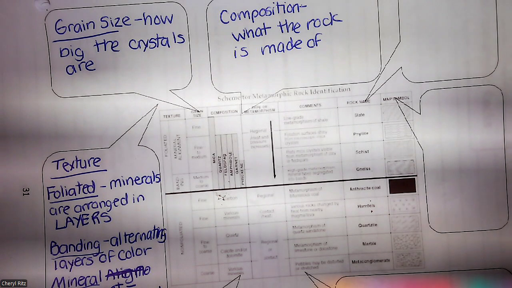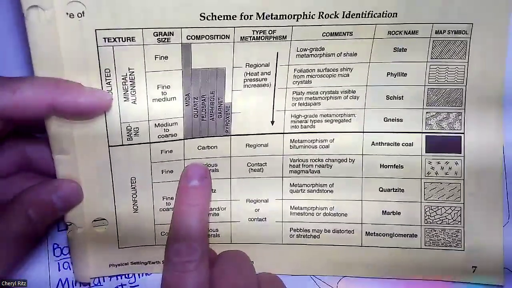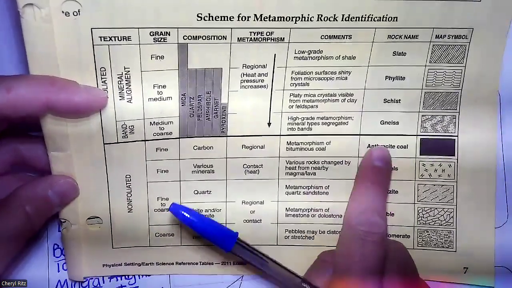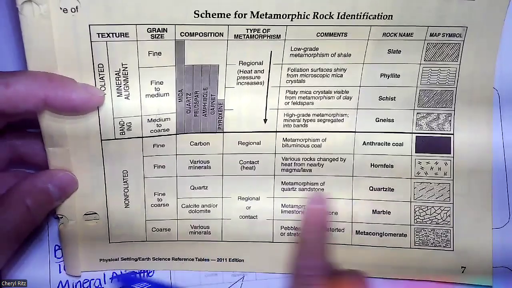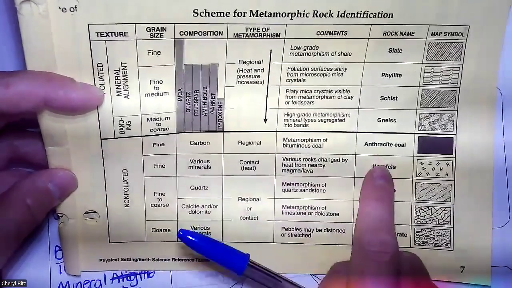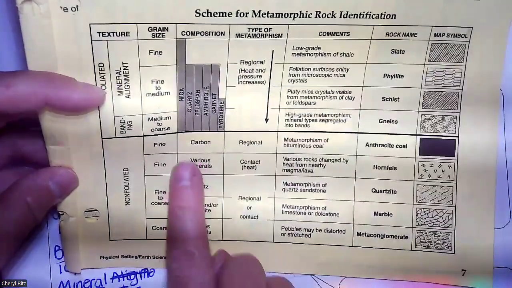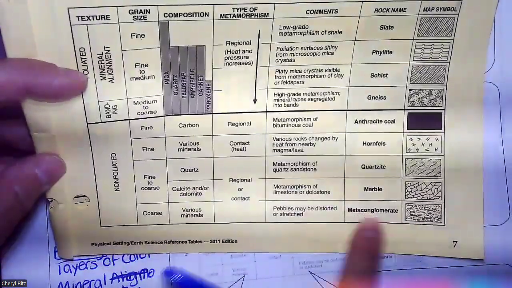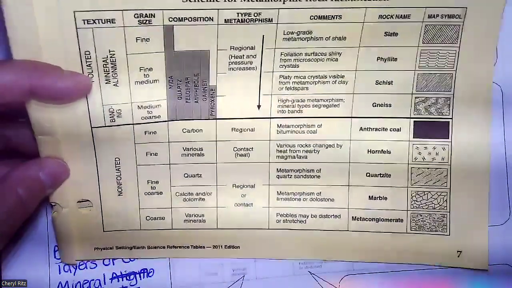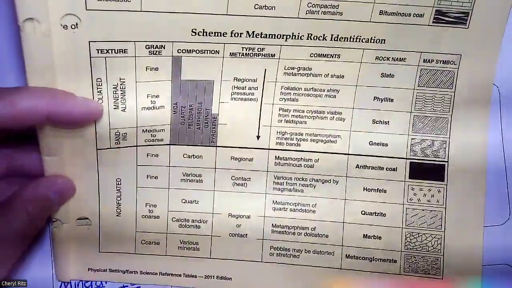And taking a look at the reference table, the non-foliated rocks are super easy to read. No guessing, no thinking required. So anthracite coal, we go over to the composition, it's made out of carbon. Quartzite, go over to composition, it's made out of quartz. I skipped Hornfels, but it's made out of various minerals, so that one's a little weird. Marble is made out of calcite or dolomite, and metaconglomerate is made of various minerals. The top's a little weird. It's different, but not difficult.